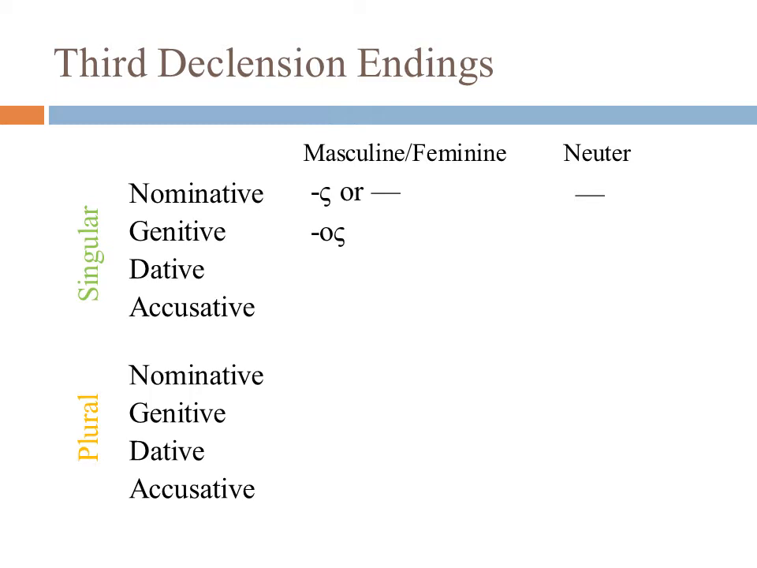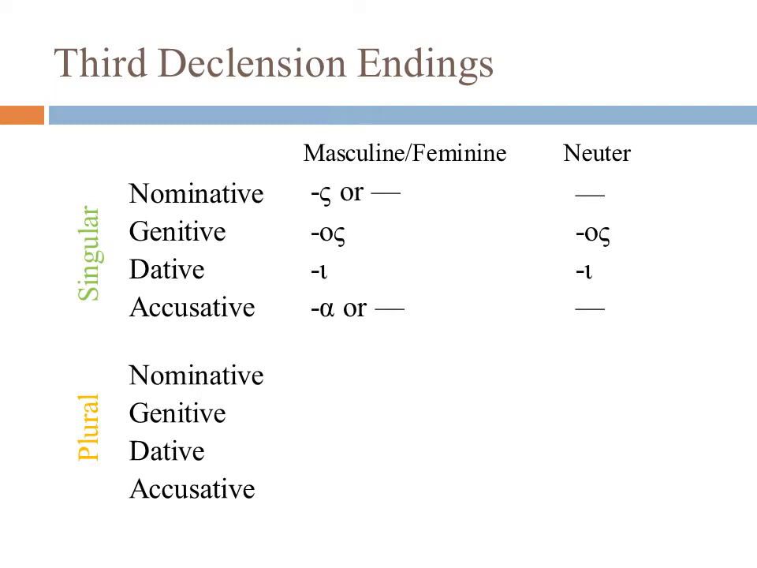The genitive is an omicron sigma, and you're going to kind of confuse this with the sigma that is the nominative singular for the second declension. But that is really just a sigma. This is an omicron sigma added to the root. The genitive, omicron sigma. Dative, iota. Neuter, iota. The accusative is usually an alpha, and the neuter is predictably the same as the nominative, no ending.